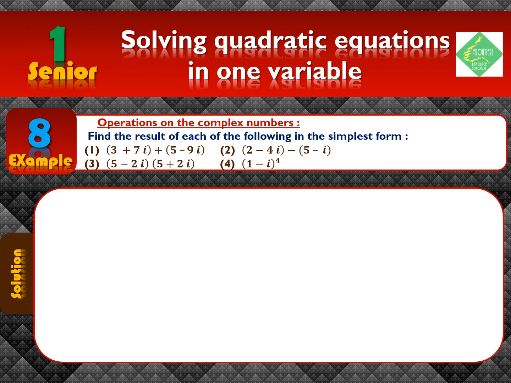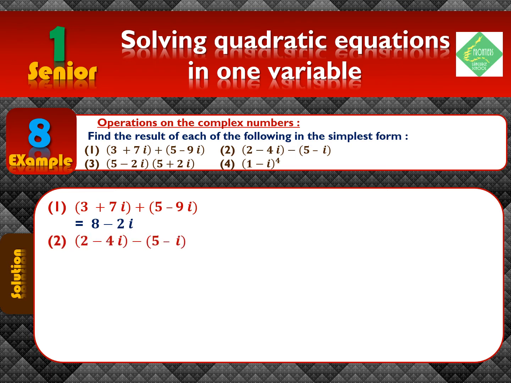Real with real, 3 plus 5, I get 8. 7i plus negative 9i, I get negative 2i. So real with real, 8. 7 with negative 9, negative 2i.